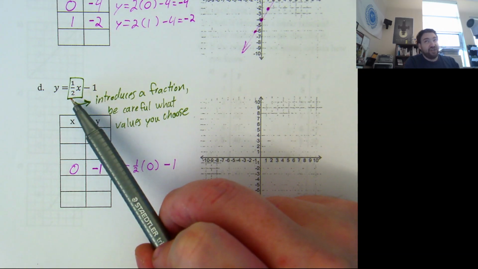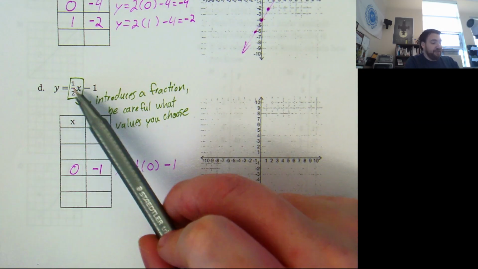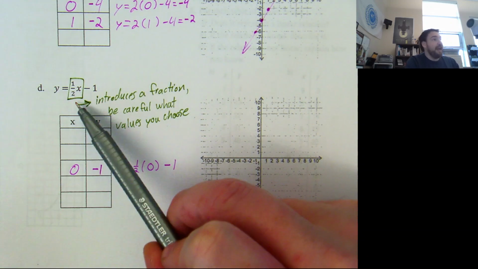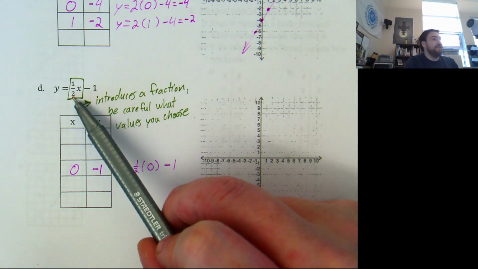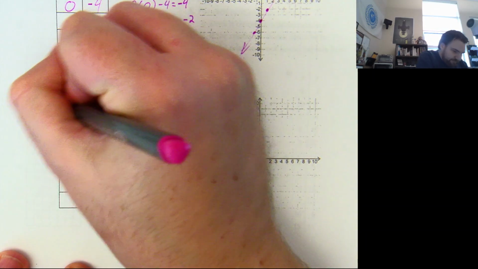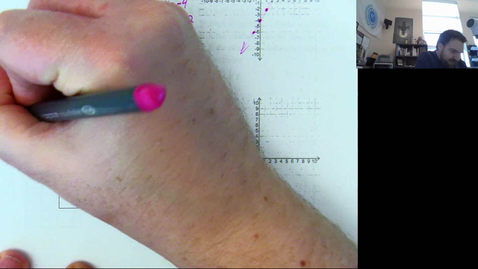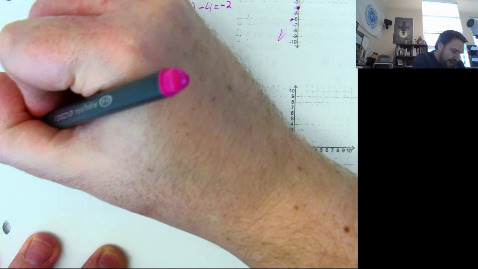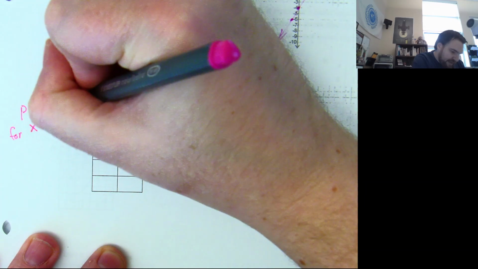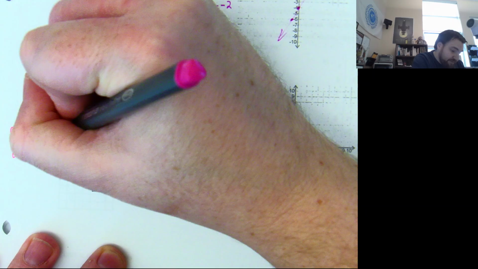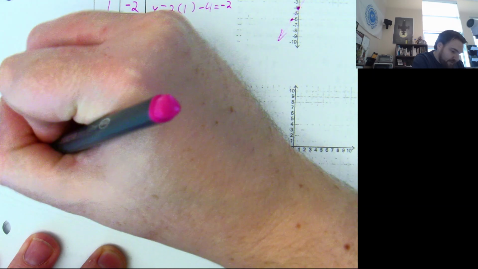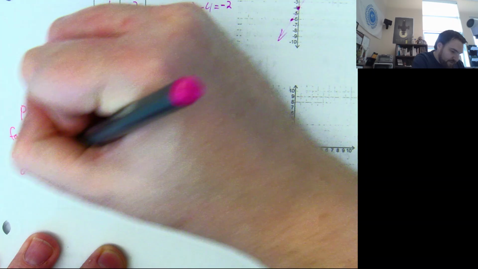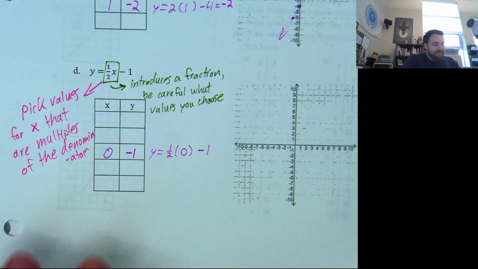So when there is a fraction, it doesn't matter what the numerator is. If you're given a fraction, pick values for x that are multiples of your denominator. I'll put a note in here: pick values for x that are multiples of the denominator. I didn't leave myself enough space.